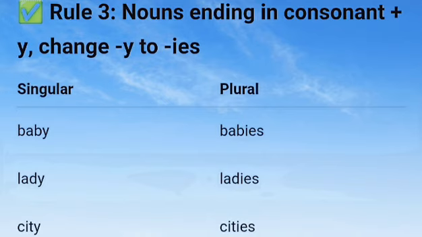See, now the third rule: nouns ending in consonant plus y, change y to ies. Baby, babies. Lady, ladies. City, cities, like that.